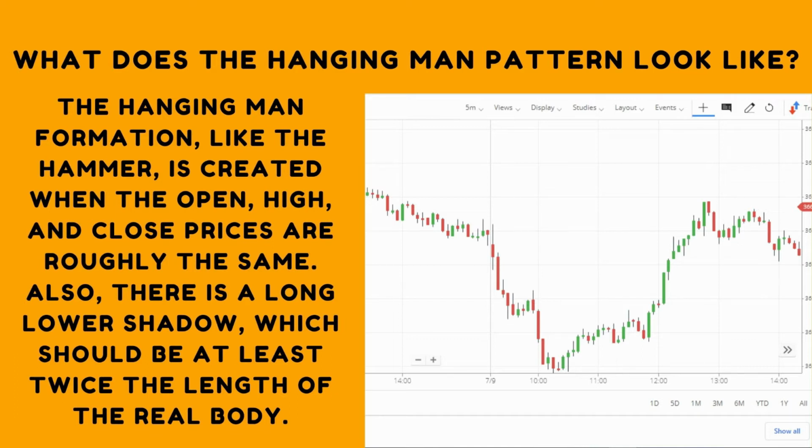What does the hanging man pattern look like? The hanging man formation, like the hammer, is created when the open, high and close prices are roughly the same. Also, there is a long lower shadow which should be at least twice the length of the real body.